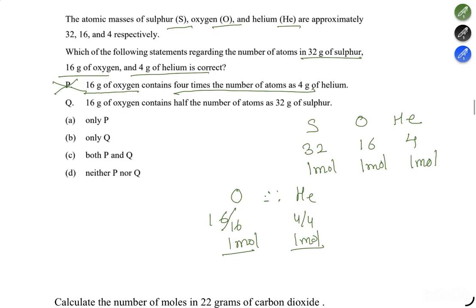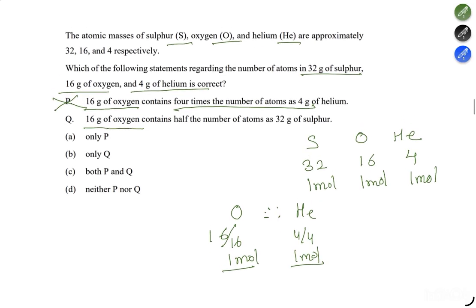Now let's look at the second statement. 16 gram of oxygen contains half the number of atoms as 32 gram of sulfur. 16 gram of oxygen is again 1 mole, and 32 gram is again 1 mole. It doesn't matter which substance it is, 1 mole of any substance will contain the same number of atoms. So this statement is also wrong. So my option is D for the correct answer.